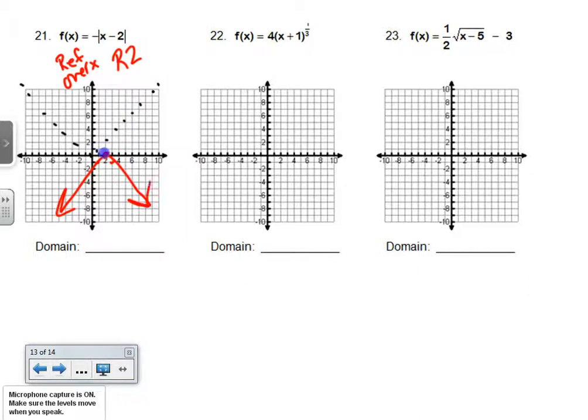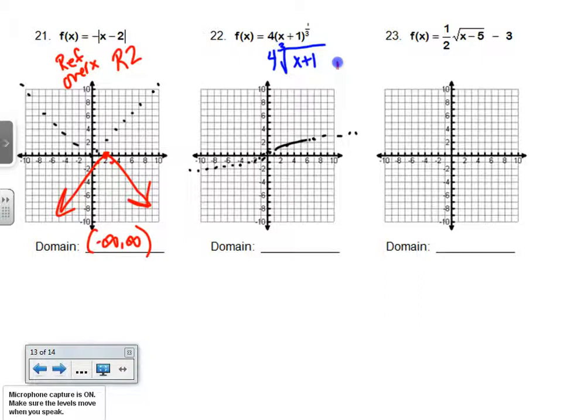And that is my new function. Domain is negative infinity to infinity. It does go forever left and forever right. Now, to the 1/3 power, that's the same thing as saying it's the cube root of x plus 1. So if you remember what a cube root function looked like, the mother graph of it looked kind of like that. So I'm going to sketch this in.